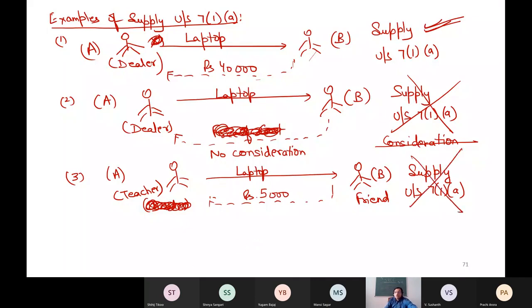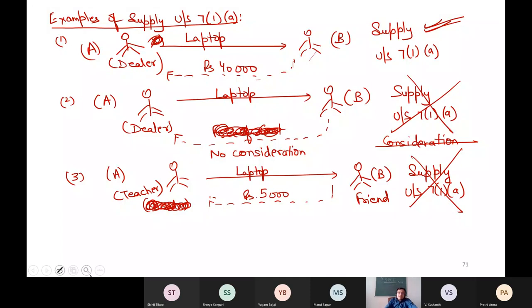Because for 7(1)(a), you need to have all the 5 conditions. There is a supply of goods. It is a sale. It is made by a person. It is for a consideration, but it is not in the course or furtherance of business. Had I been a dealer, I could have said that it's a supply. But for me, if I'm not into the profession of laptop selling and purchase, it's not a business for me. So it's not a supply under 7(1)(a). Point clear or not? Yes, sir.